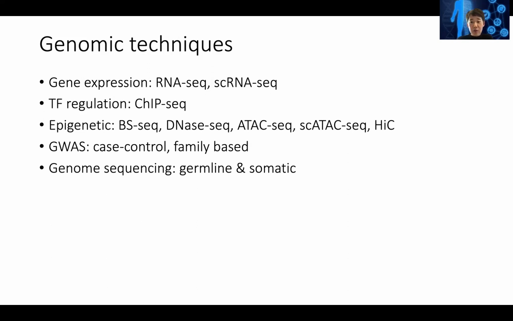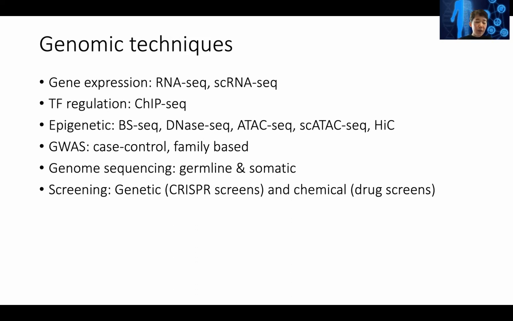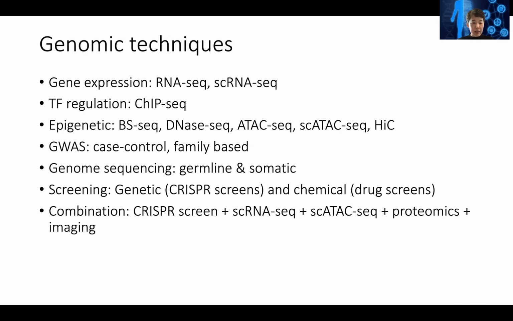For genome sequencing, we talk about germline sequencing, which is mostly for GWAS related, and also somatic sequencing, which is usually tumor and blood comparisons to look at cancer mutations. For screening, we talk about genetic screens and chemical screens. We didn't specifically go over these, but you can see a lot of these genomic techniques are being combined. For example, CRISPR screens are followed with single-cell RNA-seq, or you see combined single-cell RNA-seq with single-cell ATAC-seq.